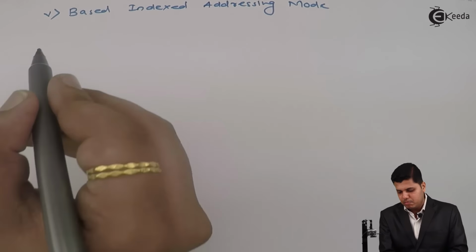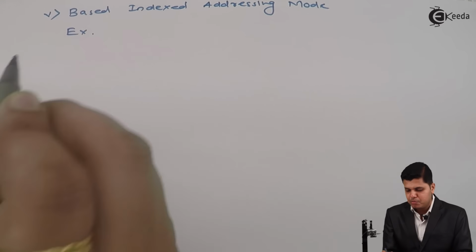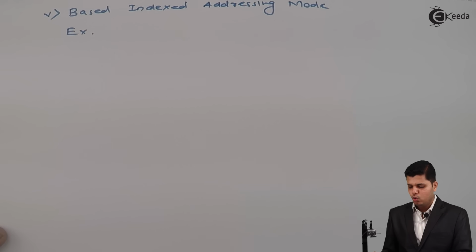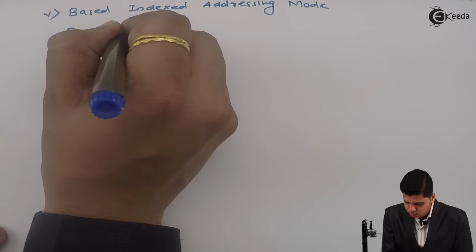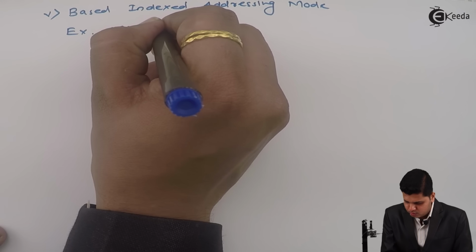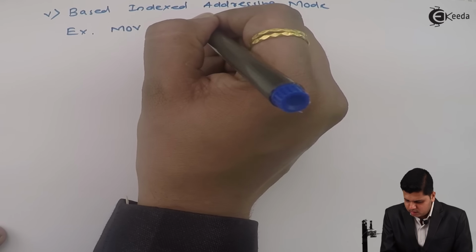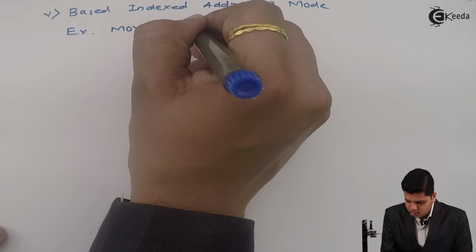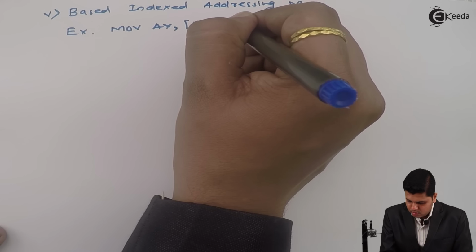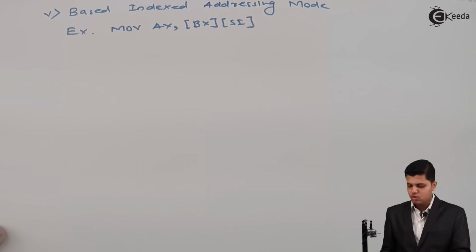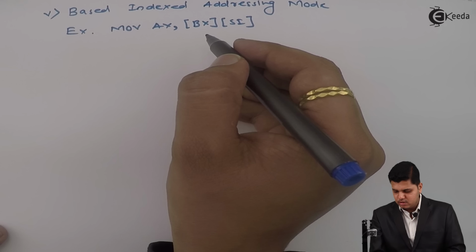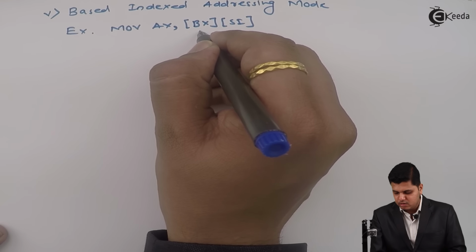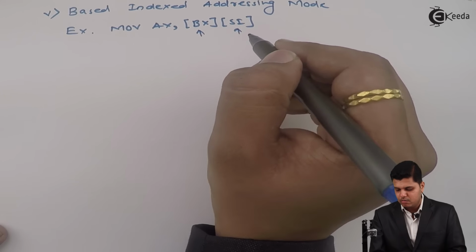In base index addressing mode, for specifying the address of memory, two registers are used. Firstly the base register, and secondly the index register. So I can write the instruction as MOV AX, [BX+SI]. In this case, the first register is the base register, that is BX, and the second is the SI.